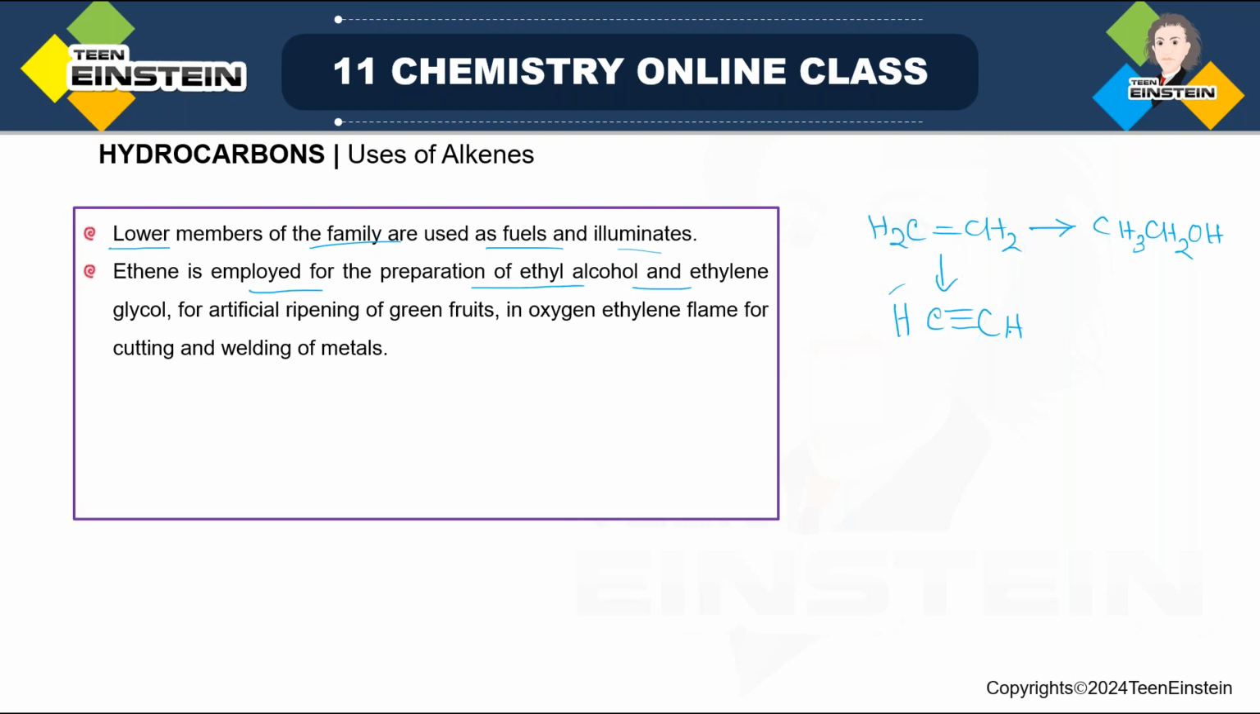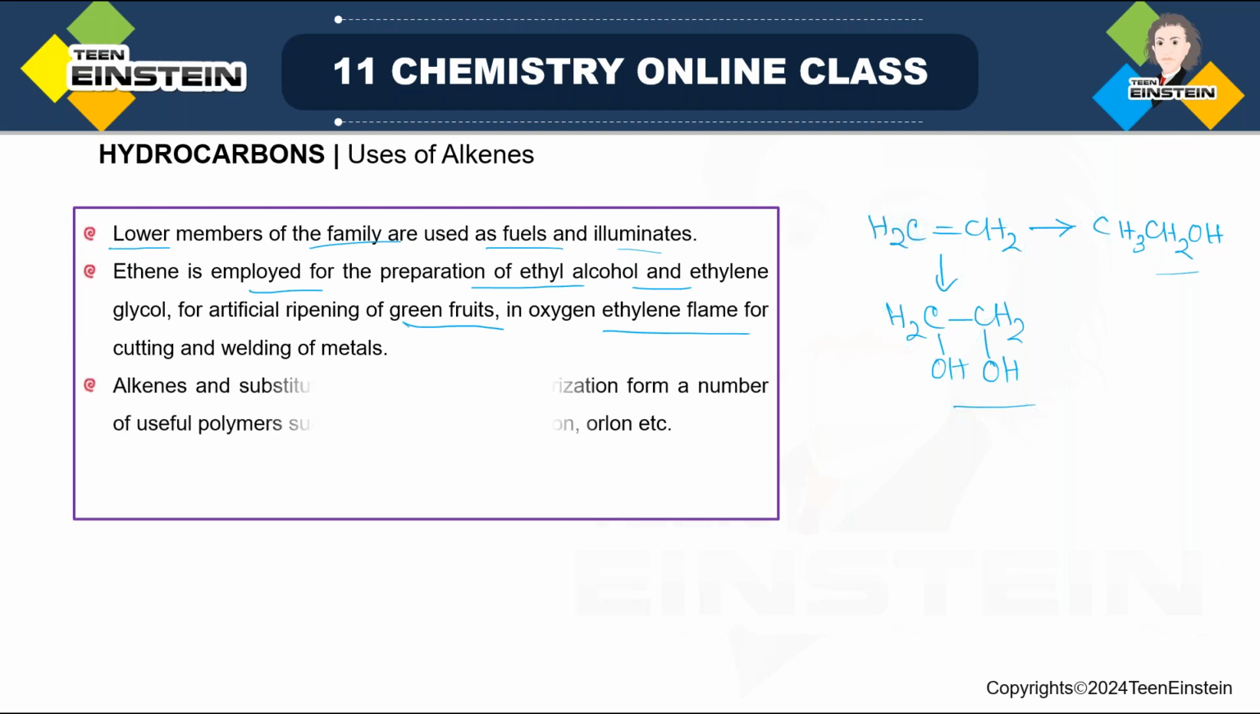So this is ethyl alcohol, sorry, ethylene glycol, not this one. Ethylene glycol is where 2 OH groups are added by breaking one pi bond. So for the formation of these two hydroxy group containing compounds, we can use ethylene as the starting material, and the other applications are artificial ripening of green fruits, then oxyethylene flame for cutting and welding of metals. So these are the applications of ethene.